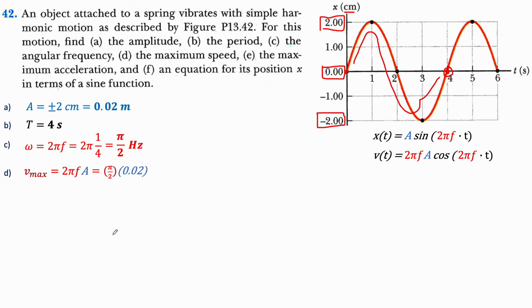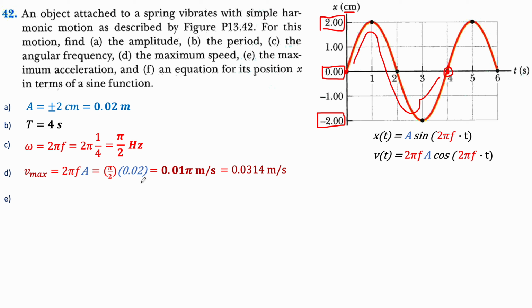Plugging in our numbers, we know that 2 pi f is equal to pi over 2 from right up above here, and our amplitude is 0.02 from up above. Multiplying that out, you get 0.01 pi meters per second, or for those of you who want to actually think in decimals, it would be 0.0314 meters per second to 3 sig figs.